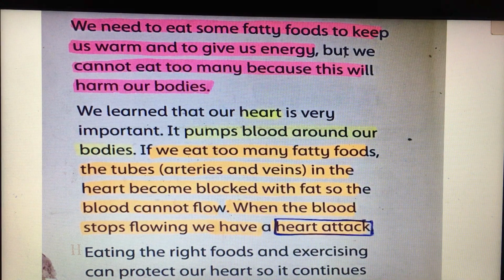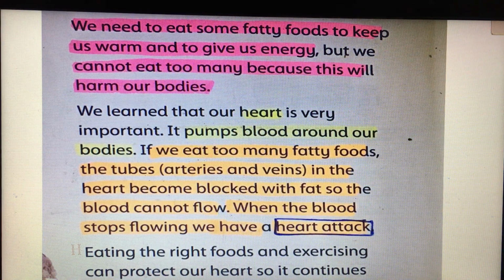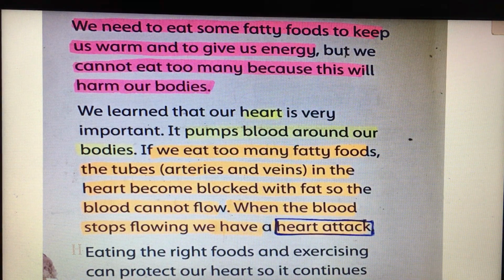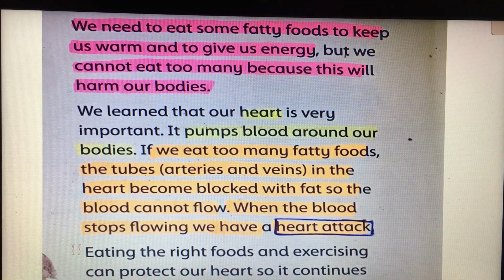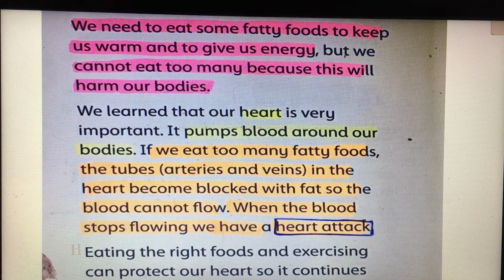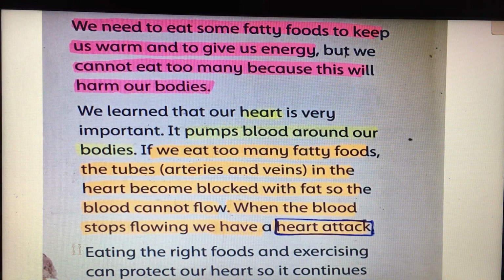Let's start here with the first sentence. We need to eat some fatty foods to keep us warm and to give us energy. But we cannot eat too many because this will harm our bodies. We say that we have two illnesses, which are heart attack and type 2 diabetes. Now also here highlight: if we eat too many fatty foods, the tubes, arteries and veins in the heart become blocked with fat. So blood cannot flow and that will cause a heart attack.